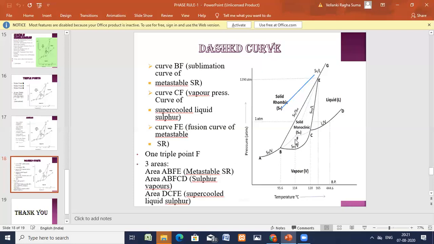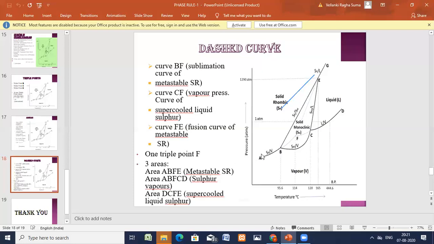So for rhombic sulfur, you are getting 2 curves, the metastable state, and one more triple point, F. Triple point F. The 3 areas A, B, F, E. That is the metastable rhombic sulfur. This whole area A, B, F, E is the metastable state of the rhombic sulfur.